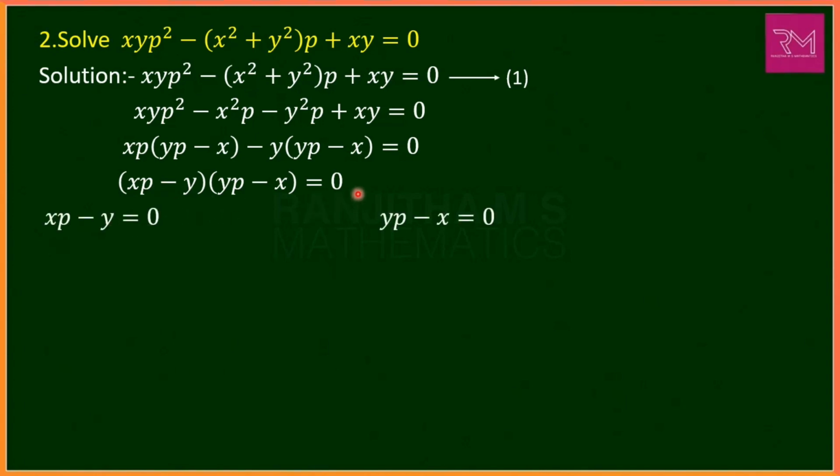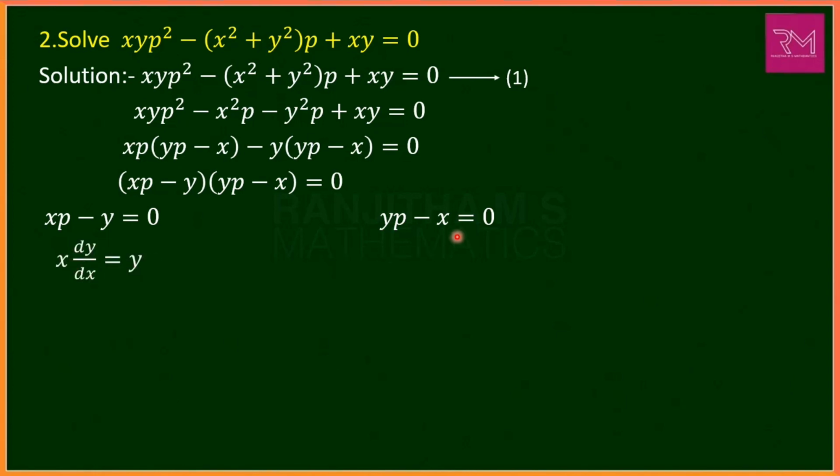If we equate these two values to 0, we get xp minus y equal to 0 and yp minus x equal to 0. Next we have to solve these equations. Substitute p as dy by dx and take y to the right hand side. We get x into dy by dx equal to y.